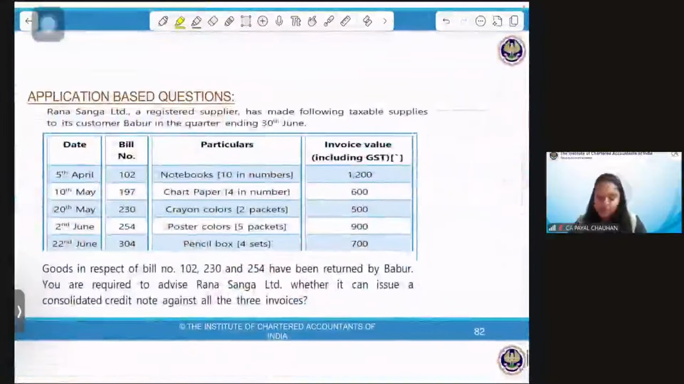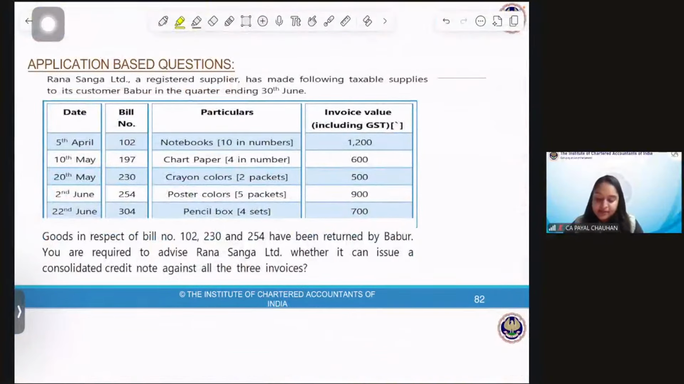Next question. Rana Sangha Limited. Section 9. Perfect, perfect. Now, people say to me, you don't learn sections, but I feel you are answering me in the sections. So you people can learn sections. Don't say to me, ma'am, we can't learn the sections, but provisions can be memorized, right? You people are writing me answers in sections.